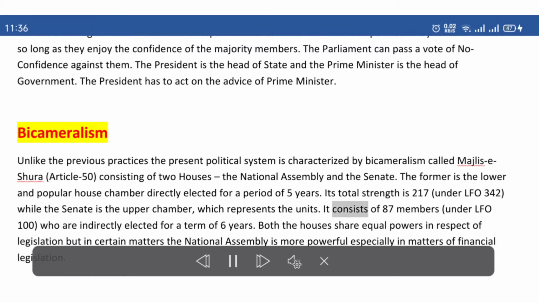It consists of 87 members, under the LFO 100, who are indirectly elected for a term of 6 years. Both the houses share equal powers in respect of legislation, but in certain matters the National Assembly is more powerful, especially in matters of financial legislation.